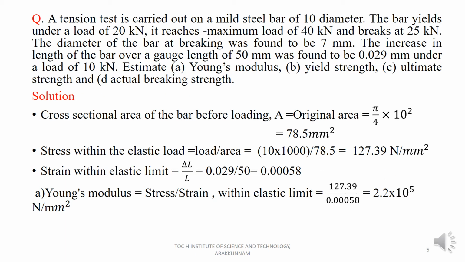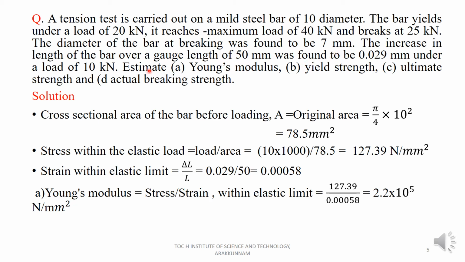Let's see another question. A tension test is carried out on a mild steel bar of 10 mm diameter. The bar yields under a load of 20 kilonewton, and it reaches a maximum load of 40 kilonewton and breaks at 25 kilonewton. The diameter of the bar at breaking was found to be 7 mm.